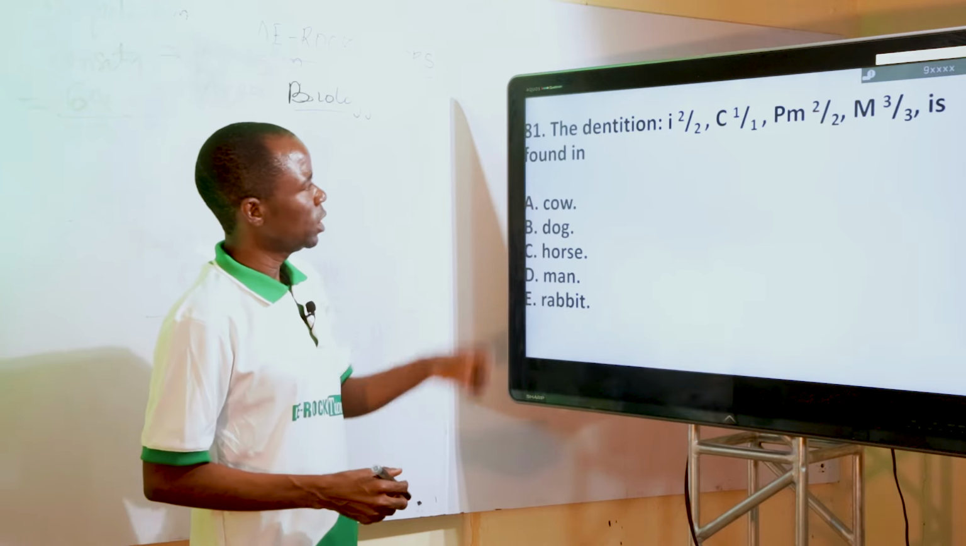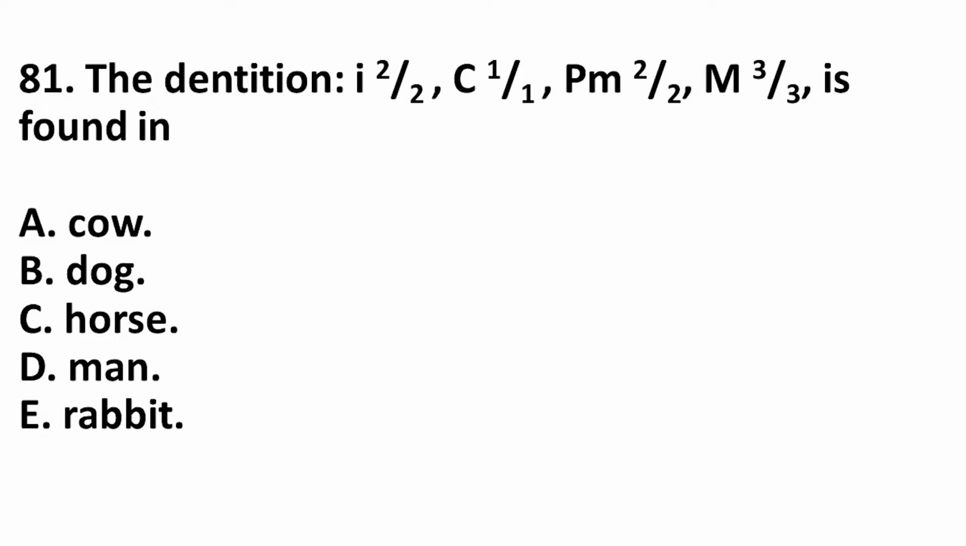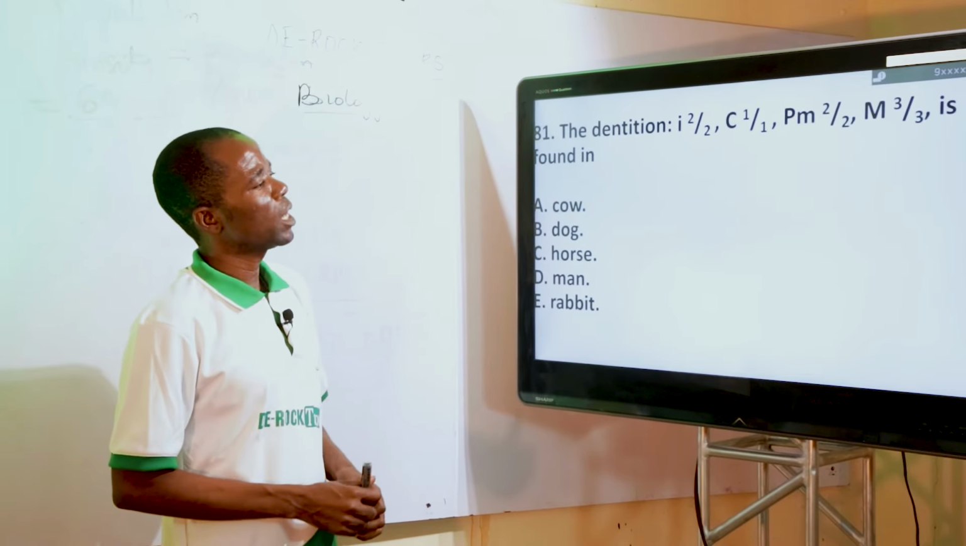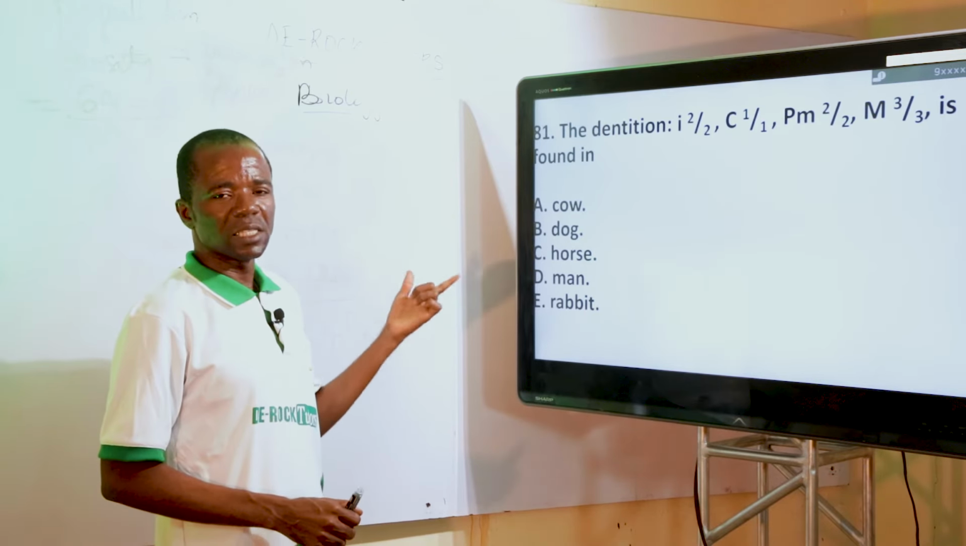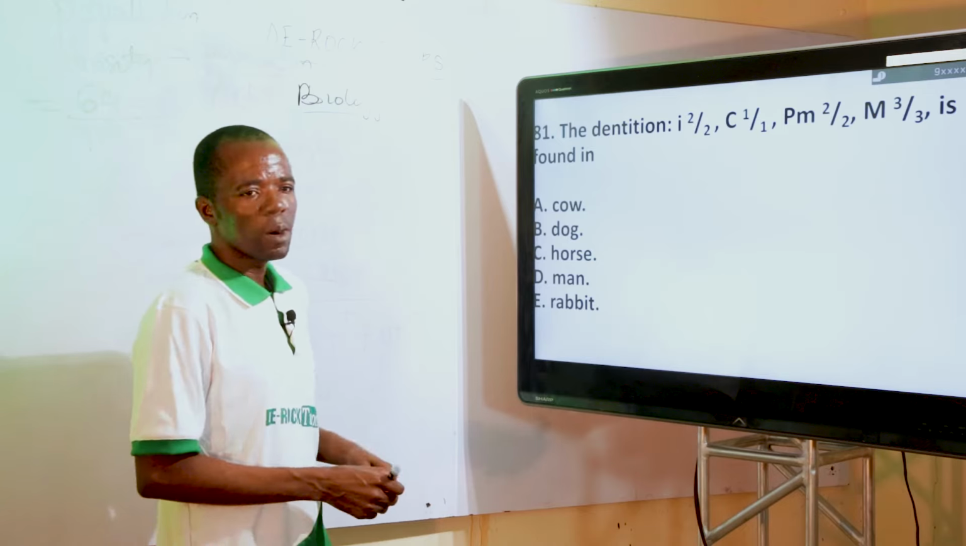Thank you very much. Now, let's go to number 81. The dentition, incisor 2/2, canine 1/1, premolar 2/2, and molar 3/3 is found in dash. That's definitely the dental formula for man.